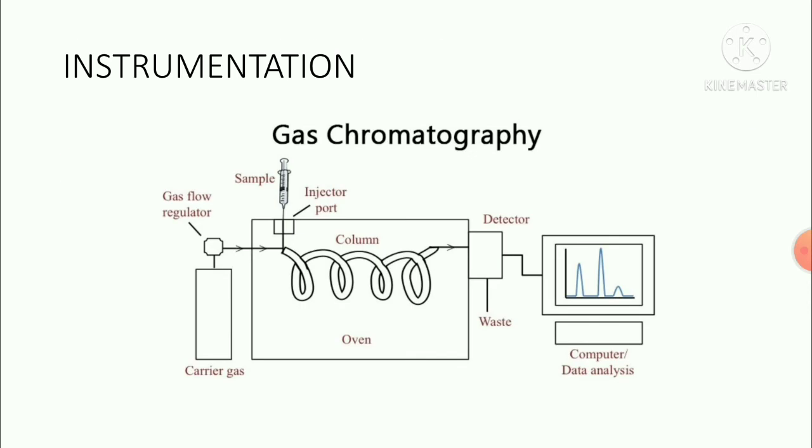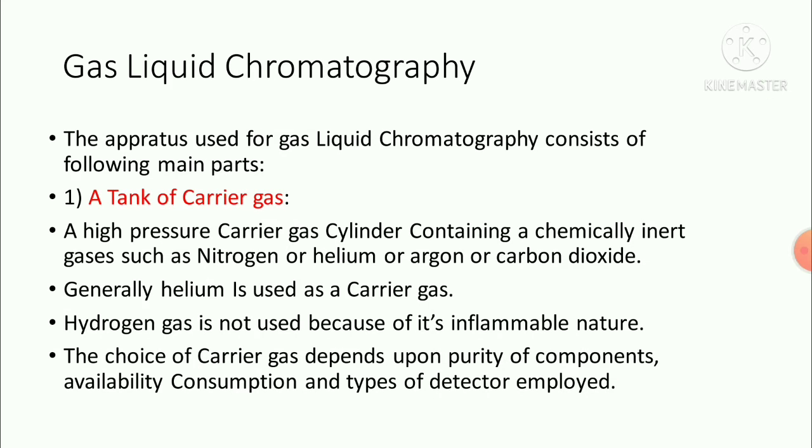This is gas liquid chromatography. There are some important components such as carrier gas reservoir, then sample injection system, column, detector and readout device. So here we discuss one by one. First one is the tank of carrier gas. A high pressure carrier gas cylinder contains a chemically inert gas such as nitrogen, helium, argon or carbon dioxide. That means there is a gas cylinder which contains a chemically inert gas. This is the tank of carrier gas.